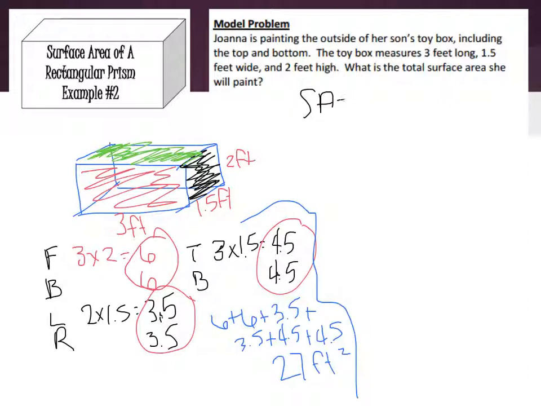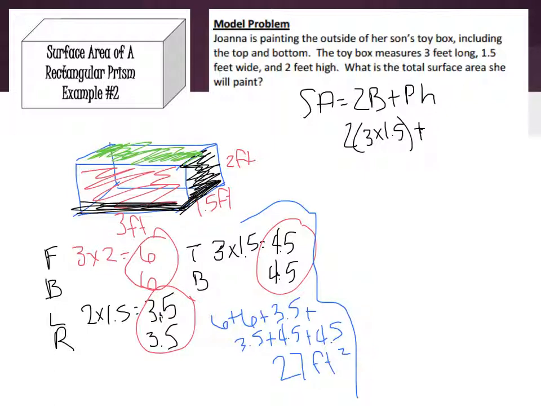Surface area equals 2 times the area of the base plus the perimeter of the base times the height. Our base was 3 feet by 1.5 feet, so 3 times 1.5 is length times width. There's how I find the area of a rectangle. The perimeter of this base is 3 plus 1.5 plus 3 plus 1.5. Well, 3 and 3 is 6, 1.5 and 1.5 is 3, so my perimeter is 9, if I add up all 4 sides of that rectangle. And the height of the toy box was 2 feet high.